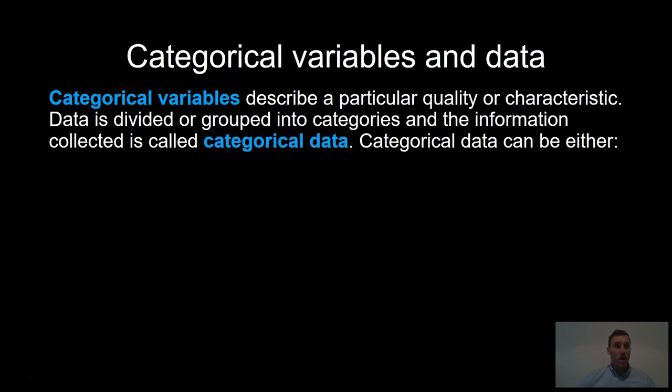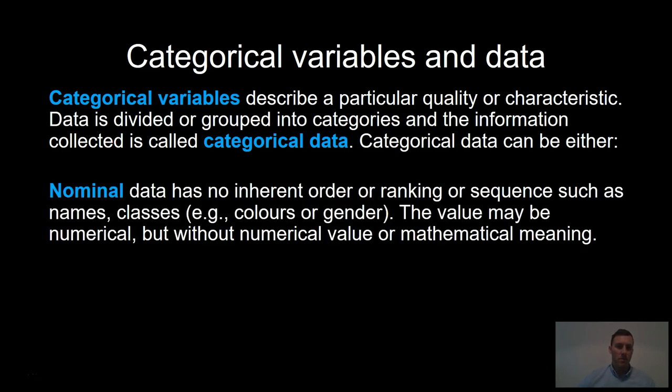Categorical variables describe a particular quality or characteristic. Data is divided or grouped into categories, and the information collected is called categorical data. Categories can be either nominal, which is data that has no inherent order or ranking or sequence, such as names and classes. Examples are colors and gender. The value may be numerical, but without numerical value or mathematical meaning. For example, you might use the number 1 to indicate male, and number 2 to indicate female, but that has no mathematical meaning.